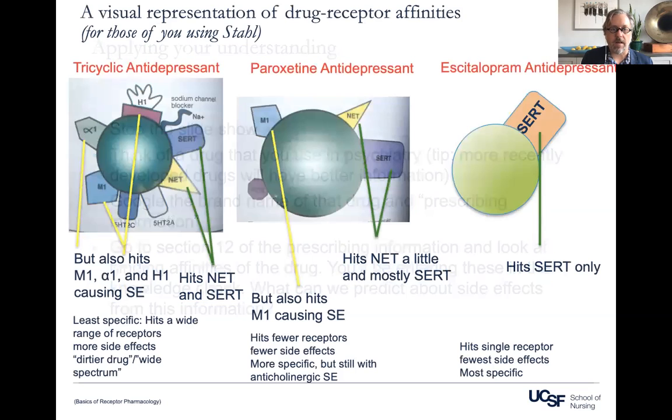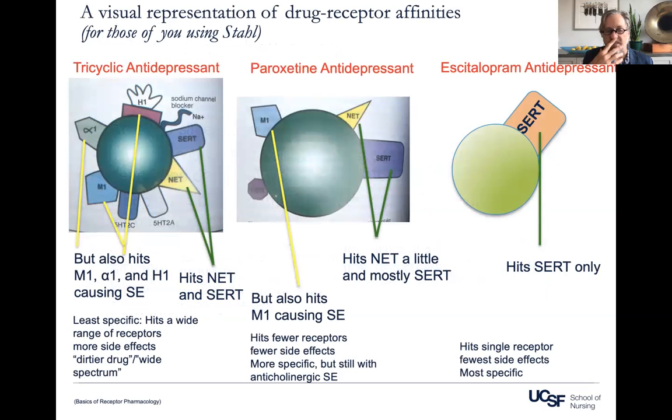Okay, now that you're back, another way of looking at these is visually. So if you're a fan of using Stephen Stahl's text, he draws these little cartoons in which there's the molecule, which is the sphere, but all these little arms sticking off of it represent different receptor activity affinities. So the larger it is, the more affinity it has for that receptor.